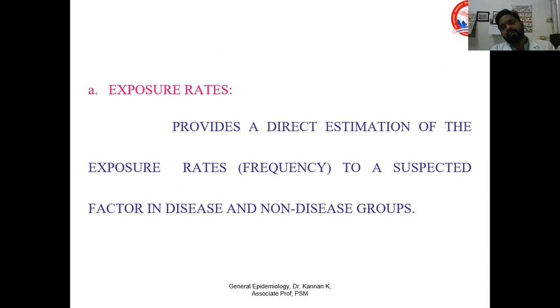Exposure rates provide a direct estimation of the exposure rate to a suspected factor in the disease and non-disease groups, that is, cases and controls. So it gives us a direct estimation of how much exposure, or the frequencies. A suspected factor has been presented in a disease group as well as in a control group.